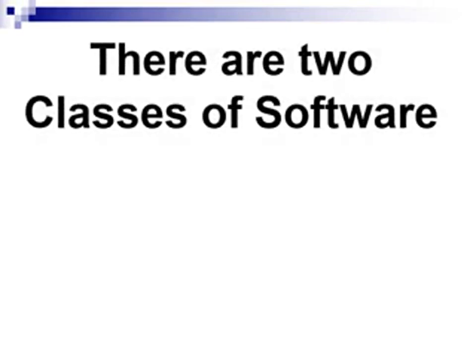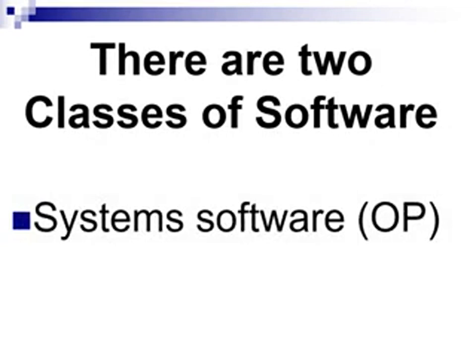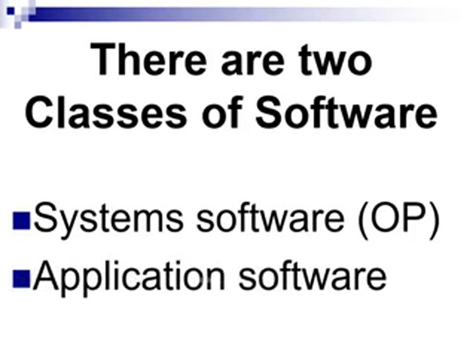There are two major classes of software which we will look at. The first one is the computer system software, known as the operating system. The second one is the application software. I'll go further by explaining the differences between these two types of software.